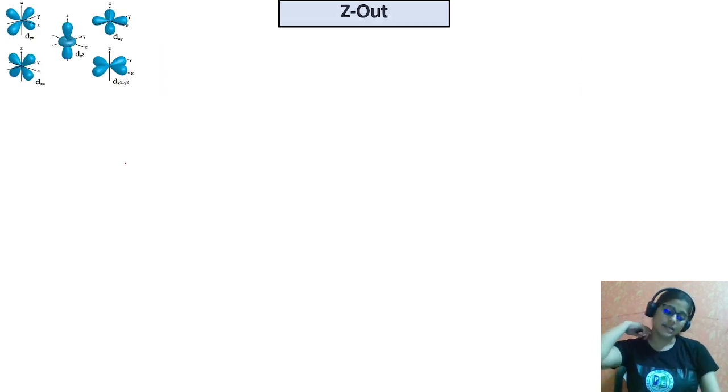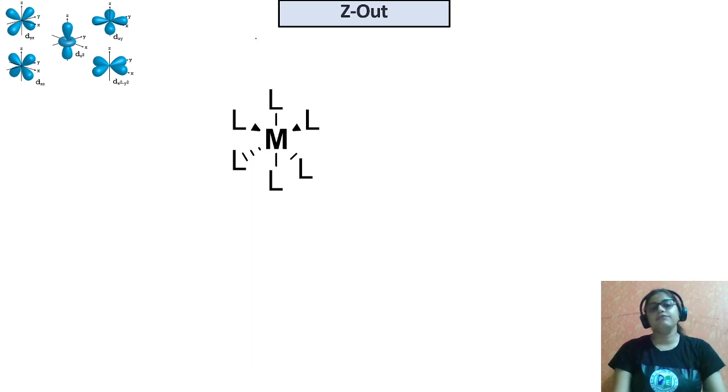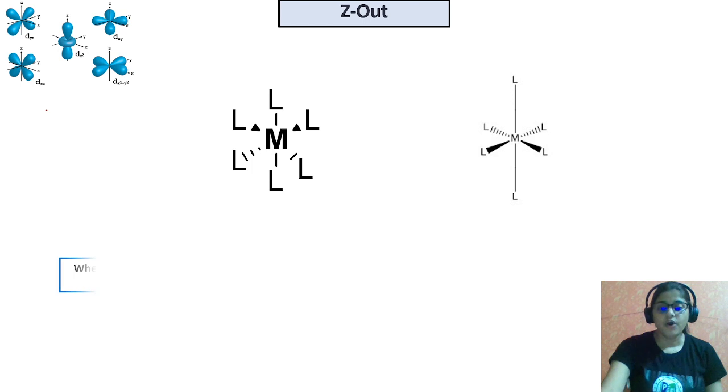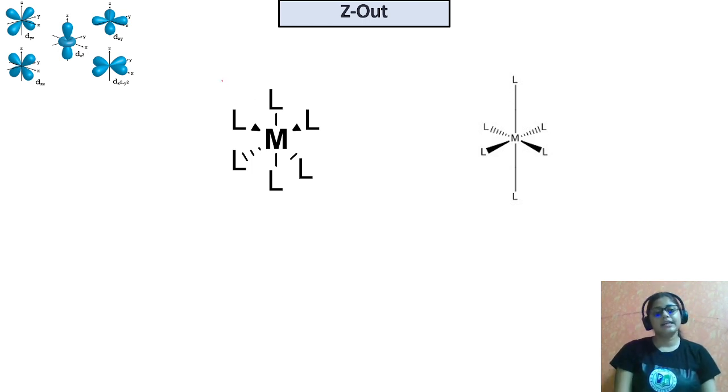Now, how does Z out actually happen? Let's say we have taken one complex, this is ML6. All bond lengths are the same. But imagine we took one metal which has more electron density in the z-axis, more electron density in the z-axis than the others.